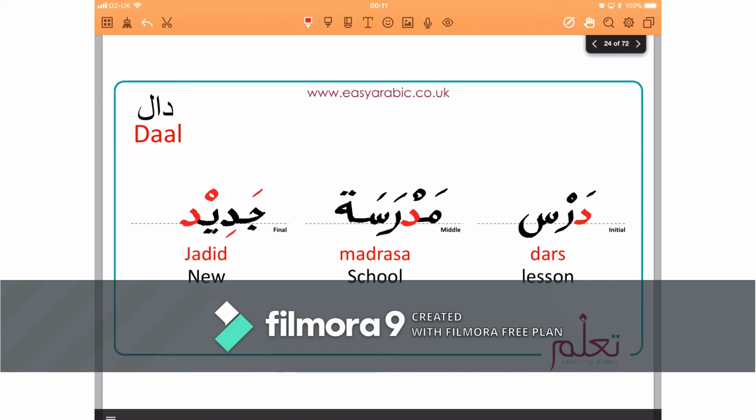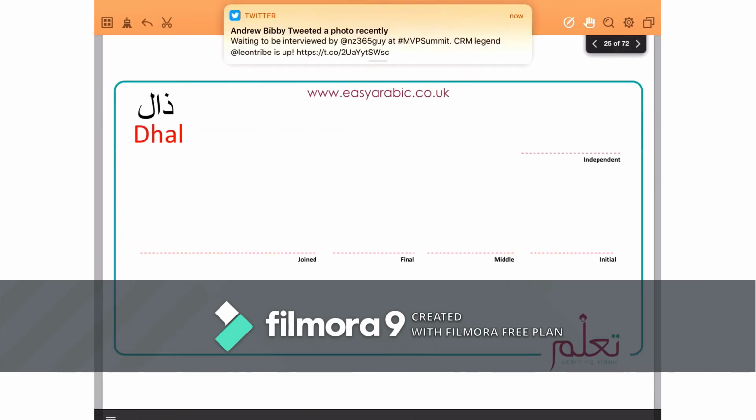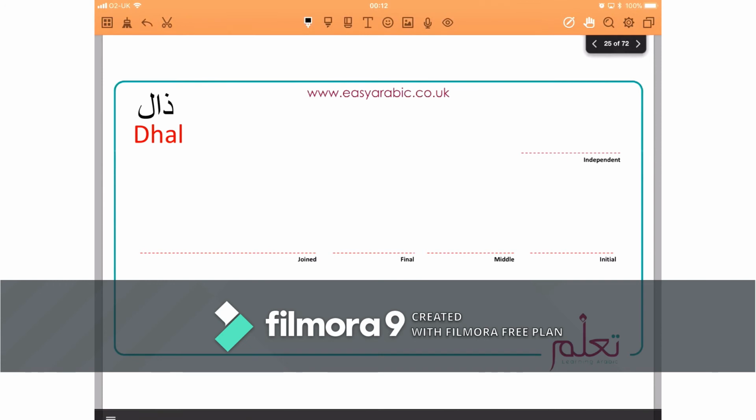Okay, next one is the letter dhal. Dhal with the nukta. We have a dal and the same. So it's very much like the dal and dhal, and at the end. Okay, joined up form. At the beginning it's always like on its own. Then something joins onto it. And again. Dhal.